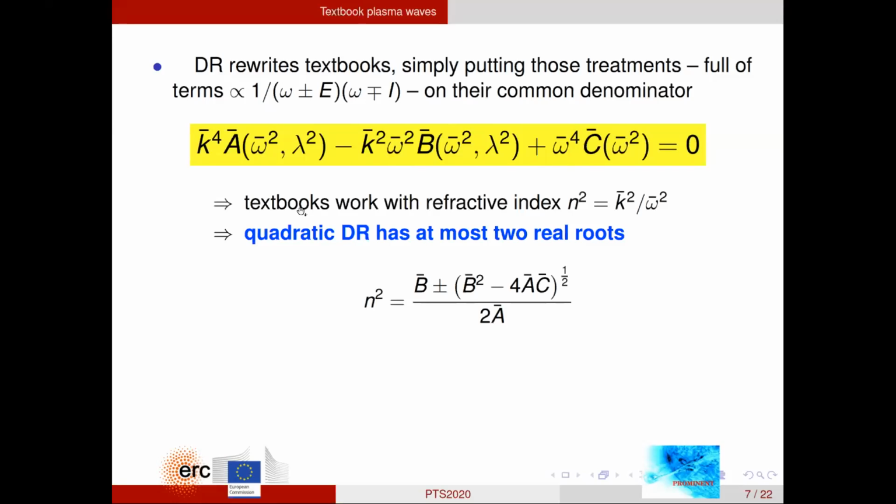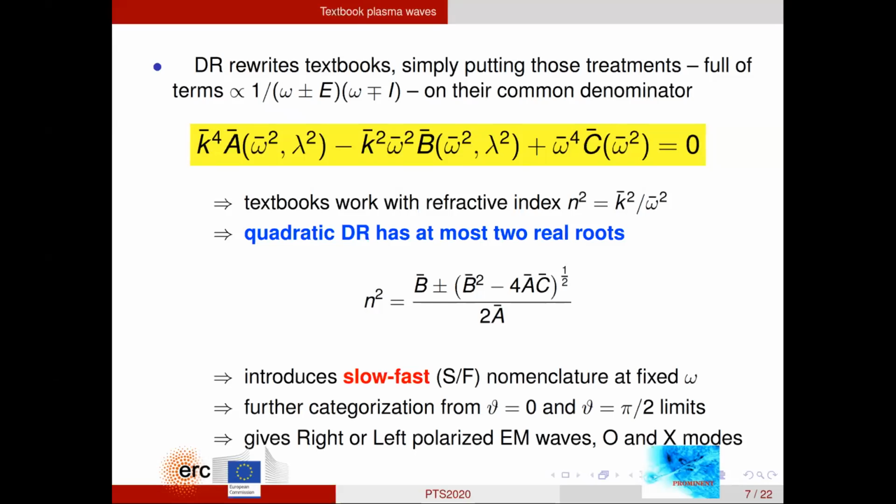And that's because the textbooks prefer to work with the refractive index, n squared, being basically the wave number divided by the frequency. So if you look at this expression, you can see that here you have k fourth, here you have k squared omega squared, here you have omega fourth. So if you divide by omega fourth, then you have directly a quadratic expression in n squared. Everybody can solve that. So this is just a formal solution. It's a quadratic dispersion relation. It has two roots. And so the biggest one we'll call the fast, the slowest one we call the slow.